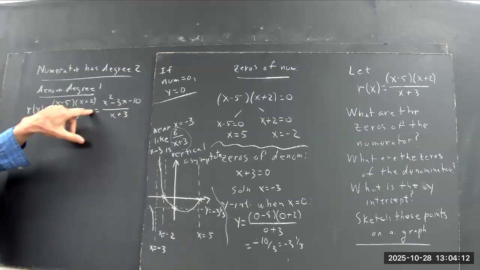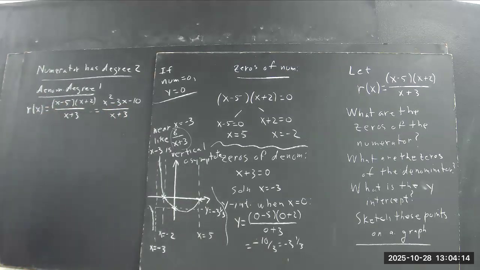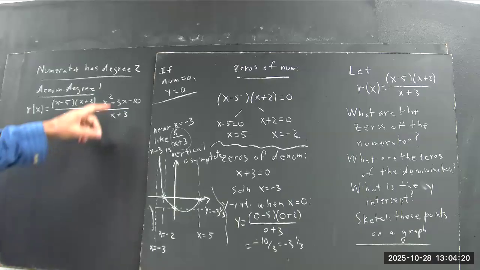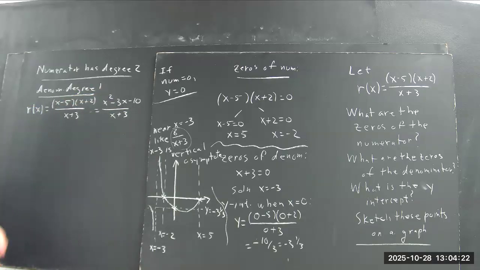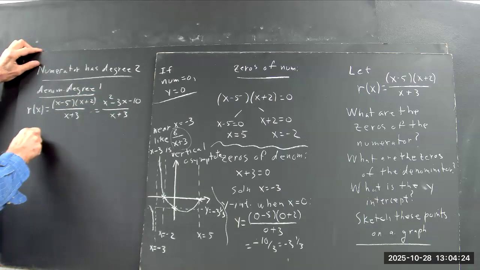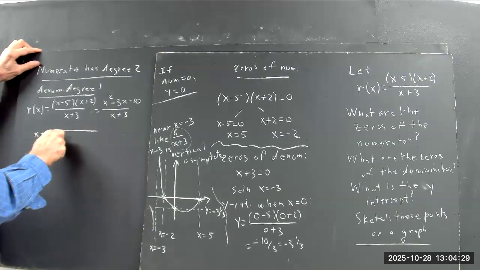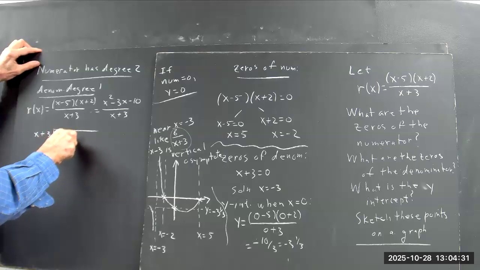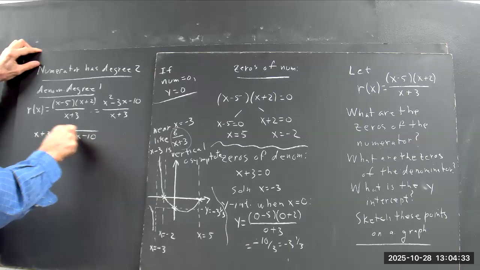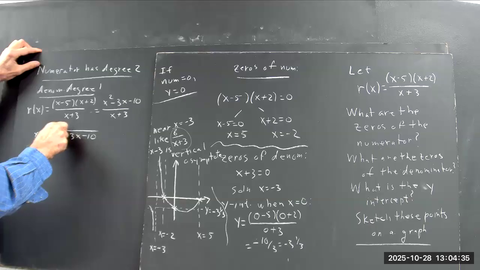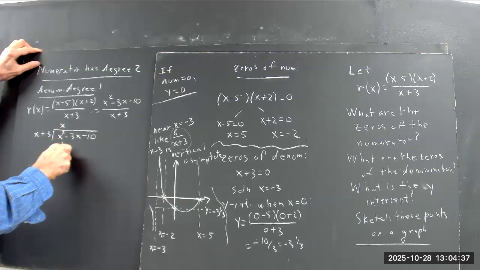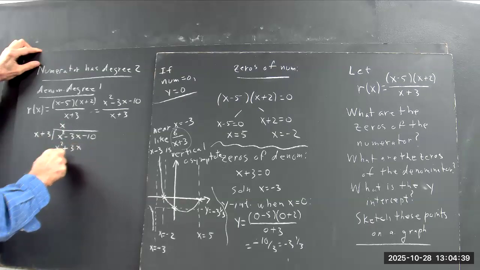If I multiply out x minus 5 by x plus 2 using the distributive law, I get x squared minus 3x minus 10. And dividing that by x plus 3, well, let's see what I get. We do x plus 3. This one's a pretty short one. We get x. X times x plus 3 is x squared plus 3x.